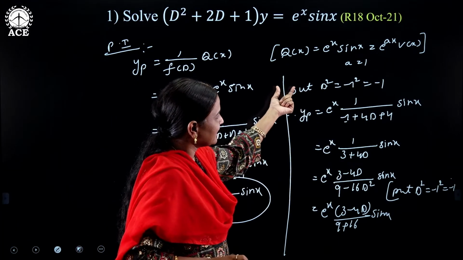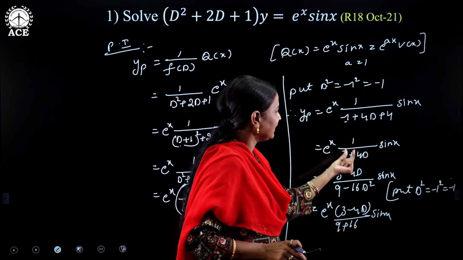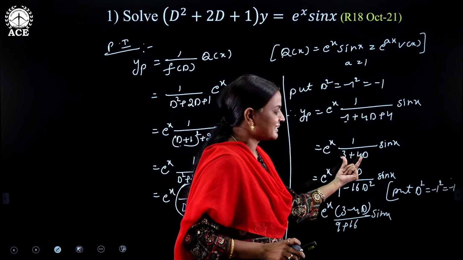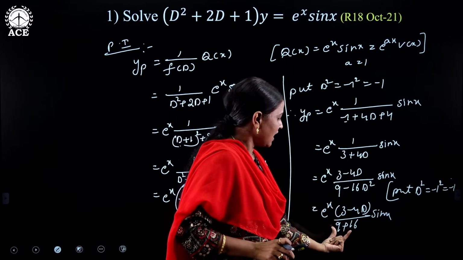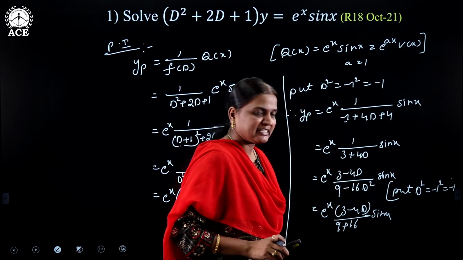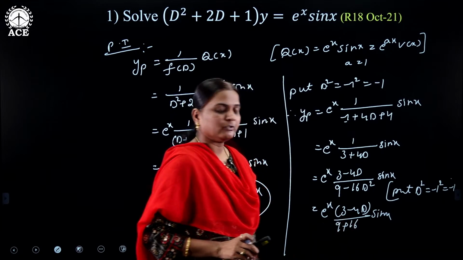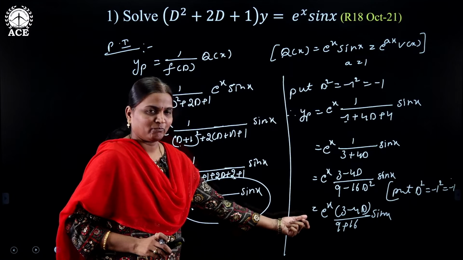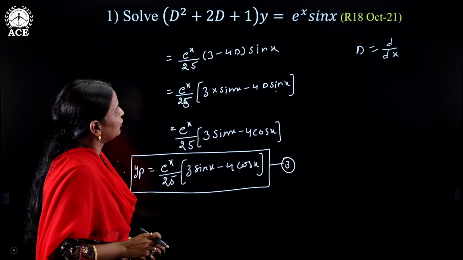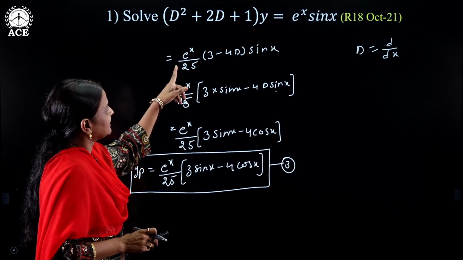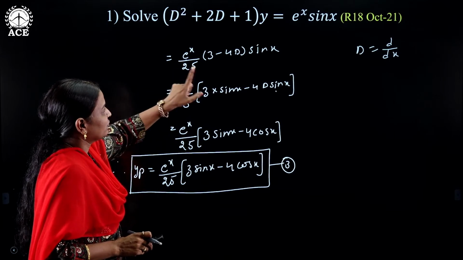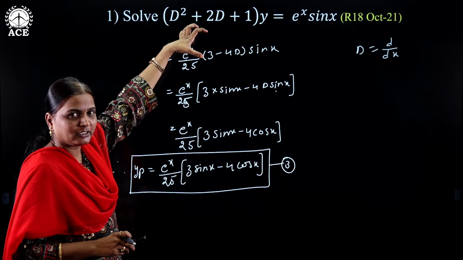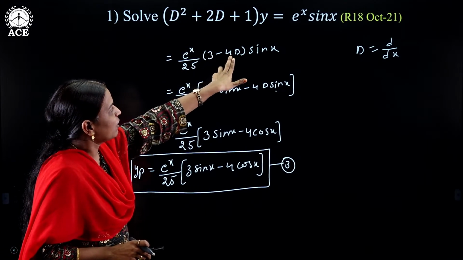If we substitute d square is equal to minus a square, again here the denominator contains d terms. When the denominator contains d terms, rationalize it. Again, if the denominator contains even powers, substitute d square is equal to minus a square. So, we get e power x by 25, 3 minus 4d into sin x. Don't stop here. This is not a particular integral because here we have one d.